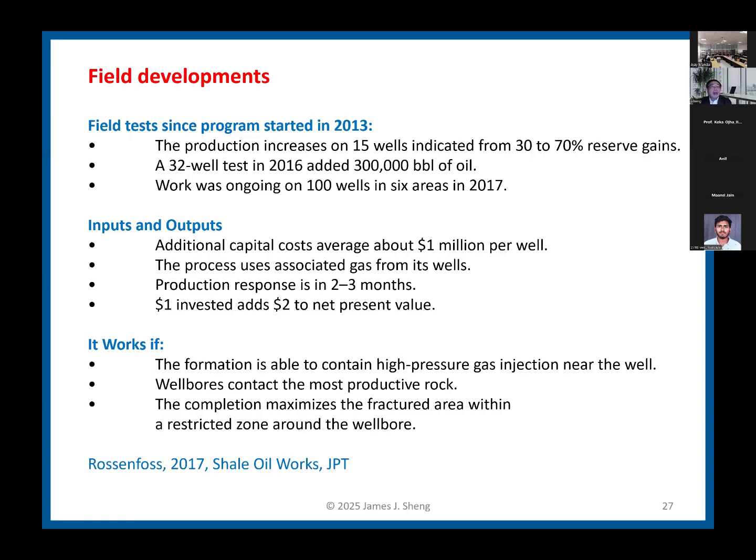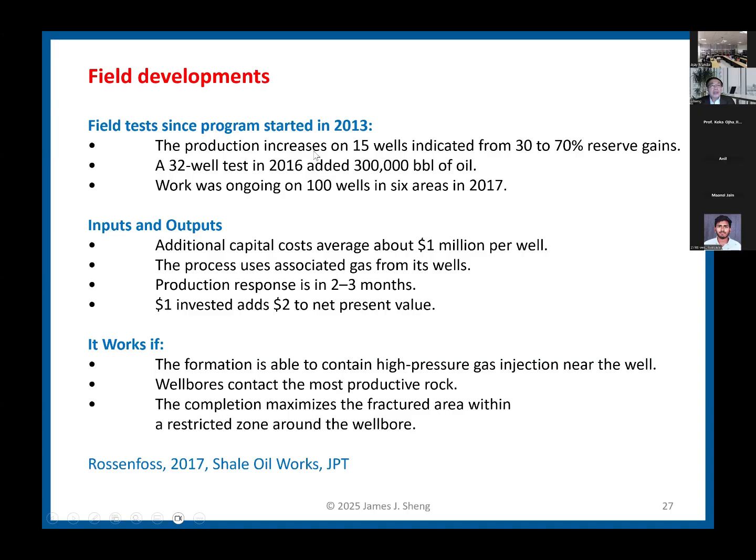Next one is talk about field test. I have another field project. This field test is reported in the JPT. So let's look at this case.